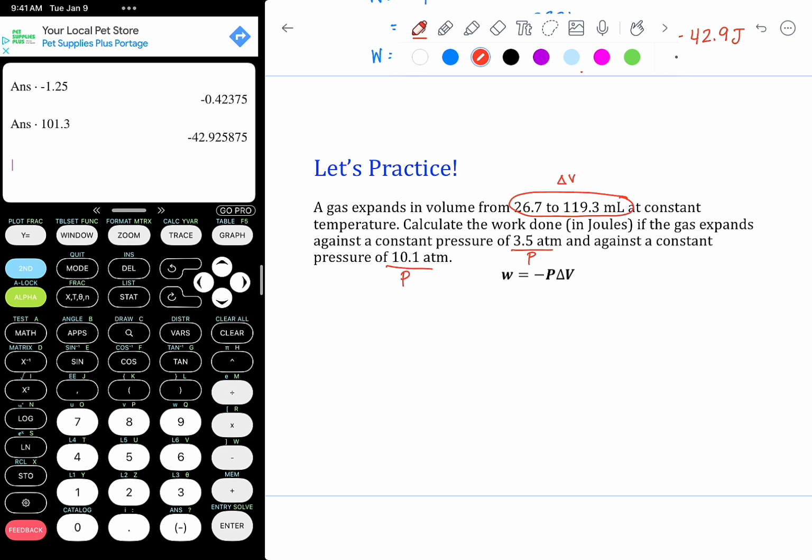Pause your video and solve for work for both of these problems. I will put our conversion factor for joules to liters times atm on the screen for you.